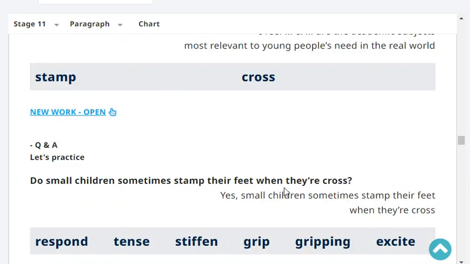Do small children sometimes stamp their feet when they're cross? Yes, small children sometimes stamp their feet when they're cross. They are cross. Very good.